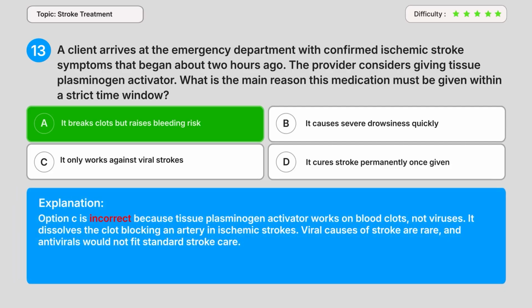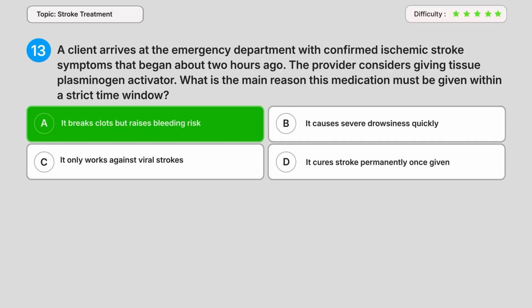Option C is incorrect because tissue plasminogen activator works on blood clots, not viruses. It dissolves the clot blocking an artery in ischemic strokes. Viral causes of stroke are rare, and antivirals would not fit standard stroke care.